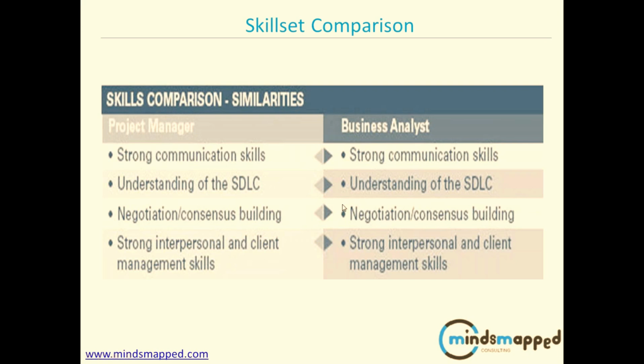Negotiation and consensus building. It again goes back to my tying the hair. I should be able to negotiate on my requirements, right? And then strong interpersonal skill and client management. Definitely, you can take the same example of tying your hair. The example which we took is very good for this. This is whole good if I have all these things in place. This negotiation is very important.